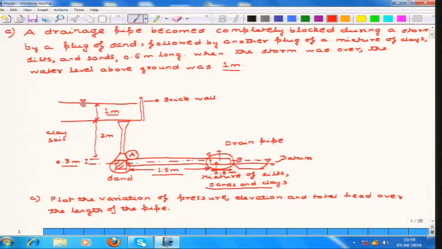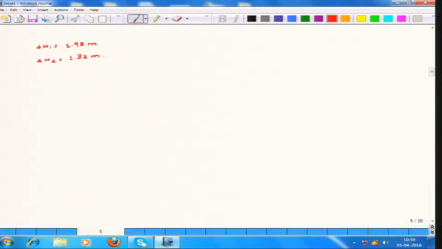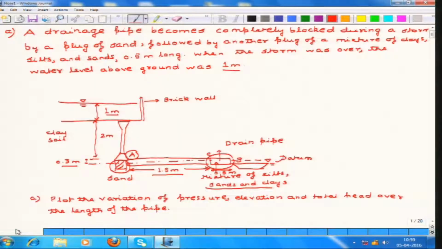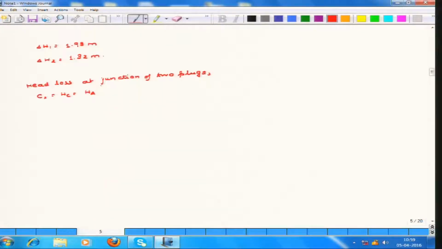First, let us see, the point C is at the junction of the two plugs. So, basically the head loss at the junction of the two plugs, that is at C, will be equivalent to HC, that is equal to HA, because it is the head loss at the point A minus the head loss that is observed across this entire length of the pipe. So, minus delta H1. That is equivalent to nothing but 3.3 minus 1.98, that is equal to 1.32 meter.